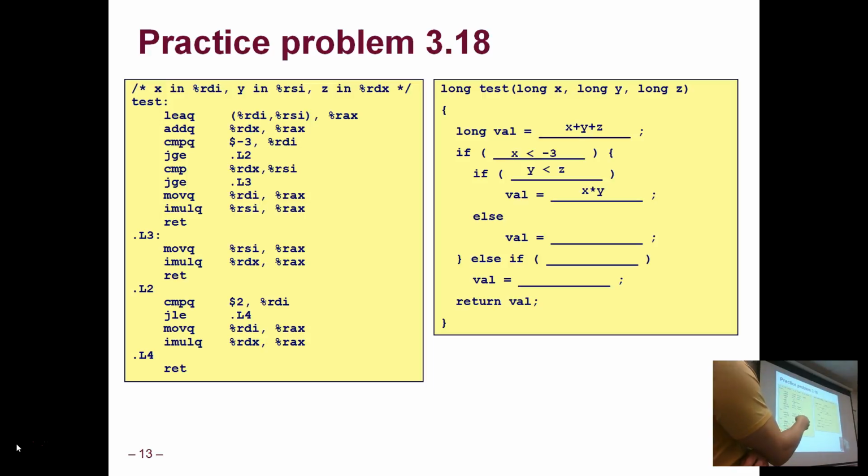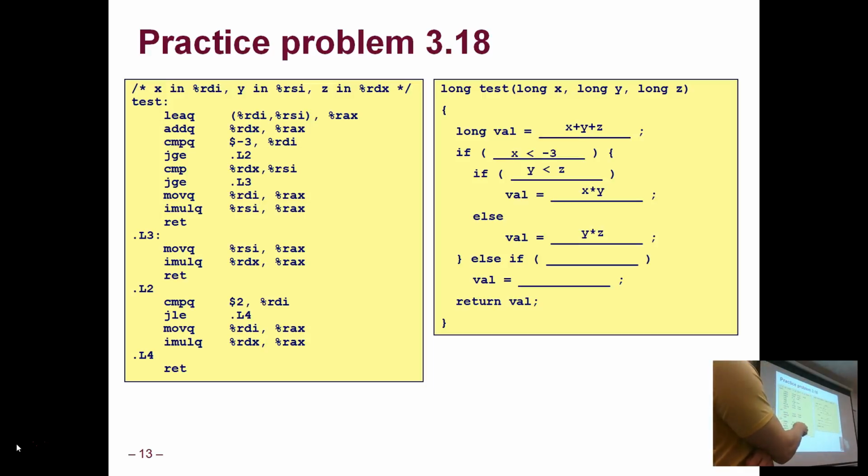Okay, so let's then resolve this inner if statement. So the Y is less than Z. If Y is greater than or equal to Z, you jump to this L3. And that's going to implement this part. And here you're going to move RSI, which is Y, into RAX. And then you're going to multiply RDX, which is Z. So this is taking Y times Z, setting it to val, and then returning it.